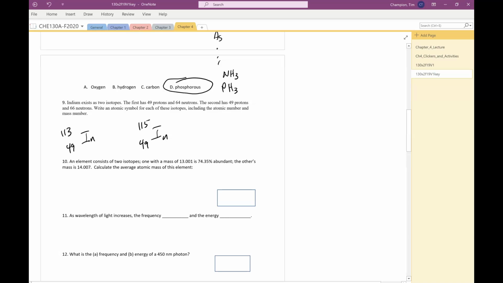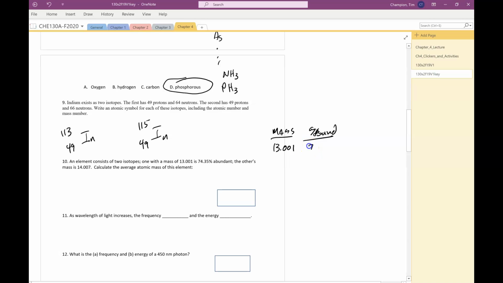Now, in this case, we've got 2 isotopes where we've got a mass of 13.001, that's 74.35% abundance. The other's mass is 14.07. So the first thing I've got to figure out is what's the abundance of the second one, right? So if 13.001, this is the mass, this is the percent abundance.